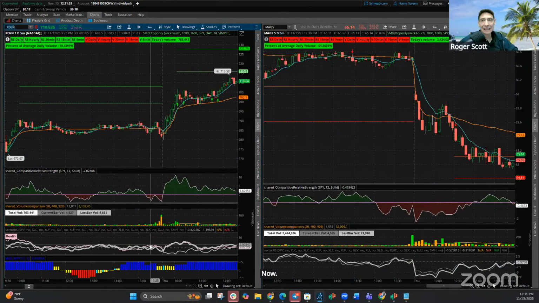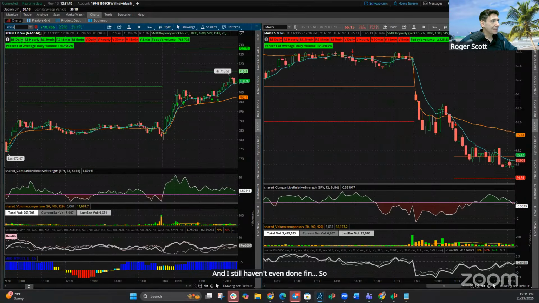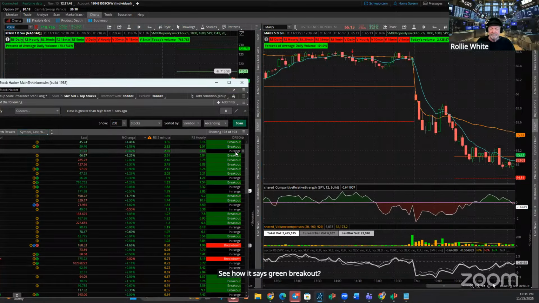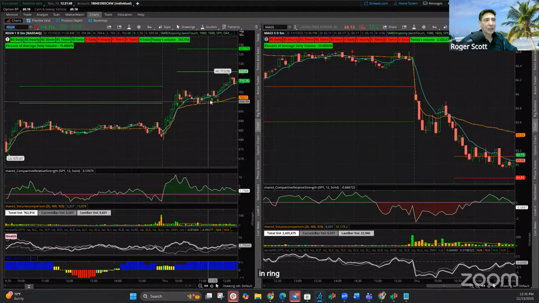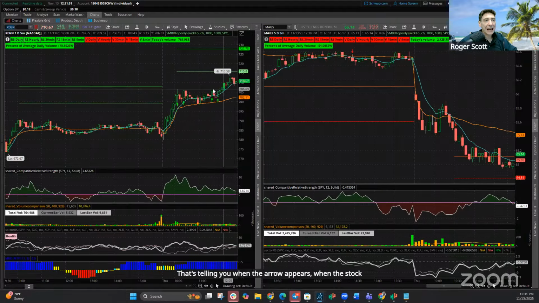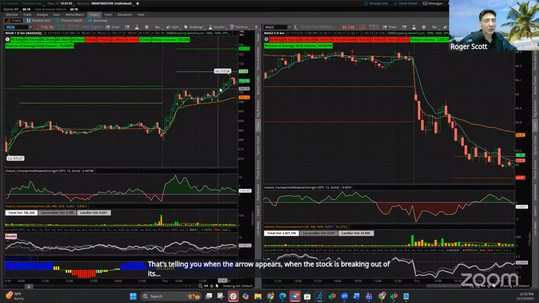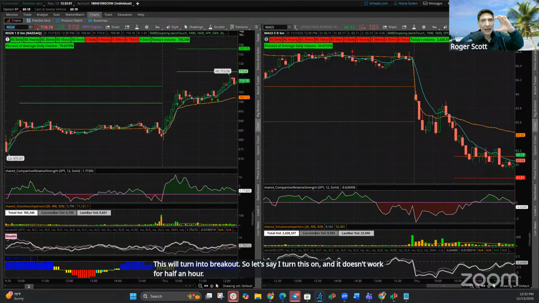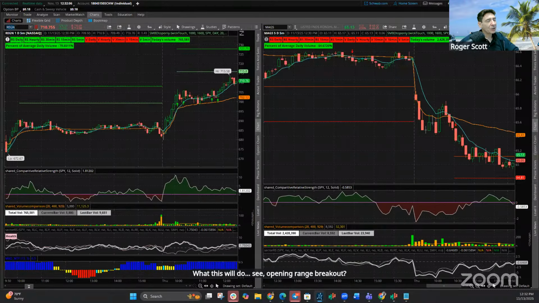Now, another thing I did not show you yet. You know what's interesting? We've been talking for half an hour, and I still haven't even done this. See right here on the scanner? See how it says green breakout versus in range? That's telling you when the arrow appears, when the stock is in breakout mode. Basically, it's breaking out. So let's say I turn this on and it doesn't work for half an hour. It waits to create a breakout range for the first half hour. See opening range breakout, this will tell you if you're already in a breakout or not.